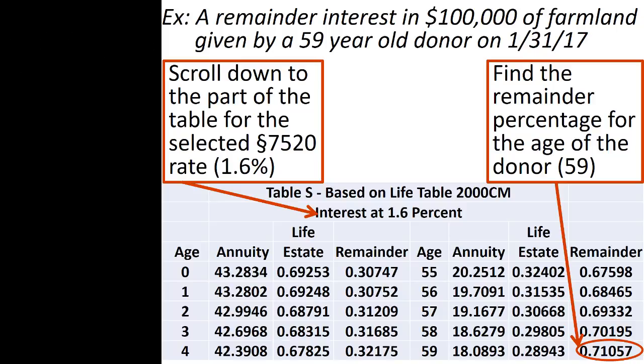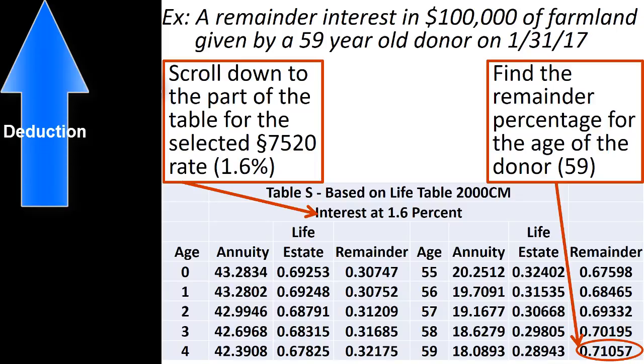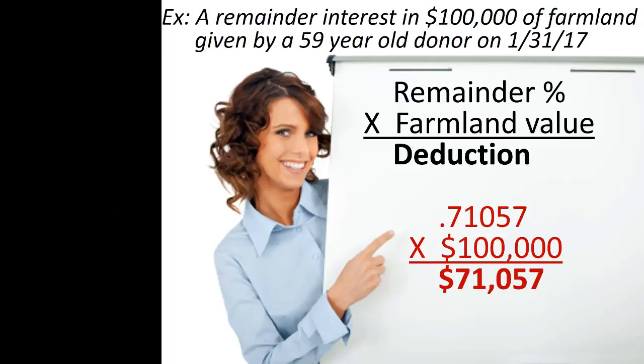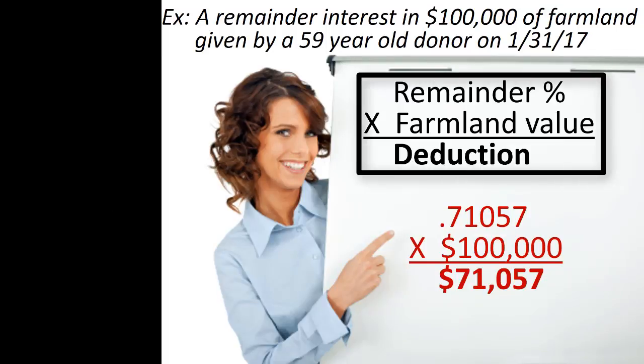As you can see when scrolling through the table, the charitable deduction will be larger when the measuring life for the remainder interest is older. This makes sense because as age increases, life expectancy decreases, meaning that the charity will, on average, receive the property earlier. Once the remainder interest factor has been correctly identified, the calculation for the deduction is simple.